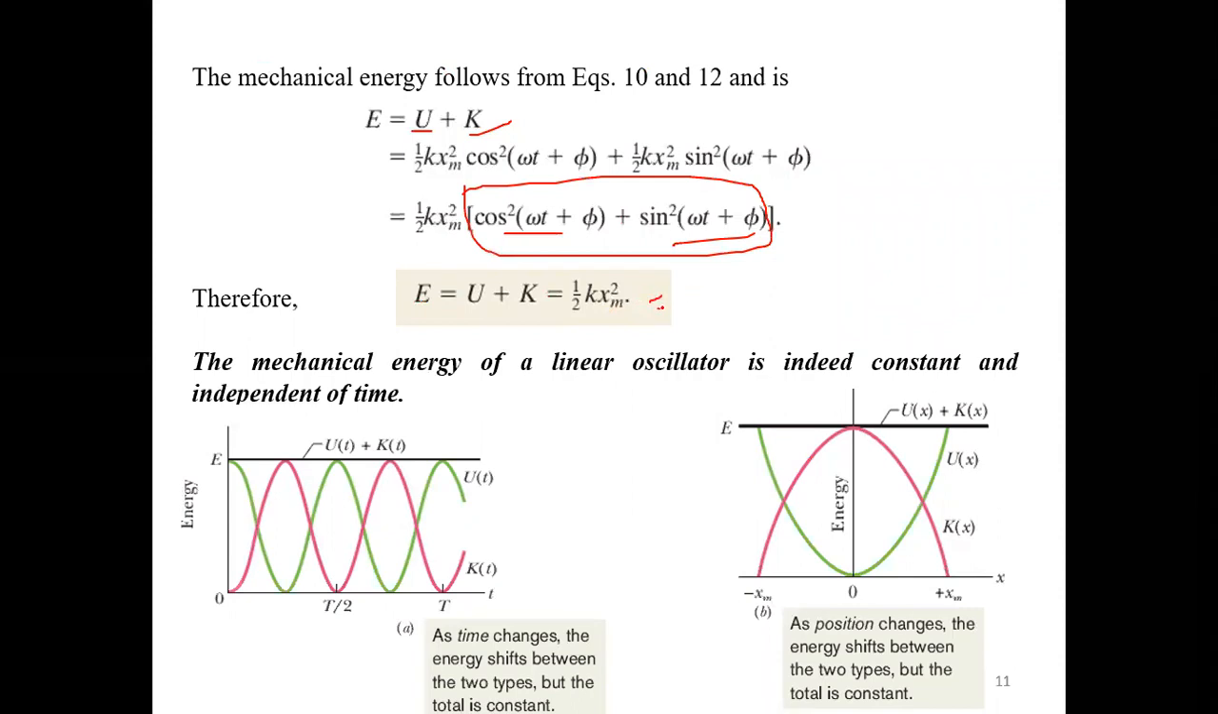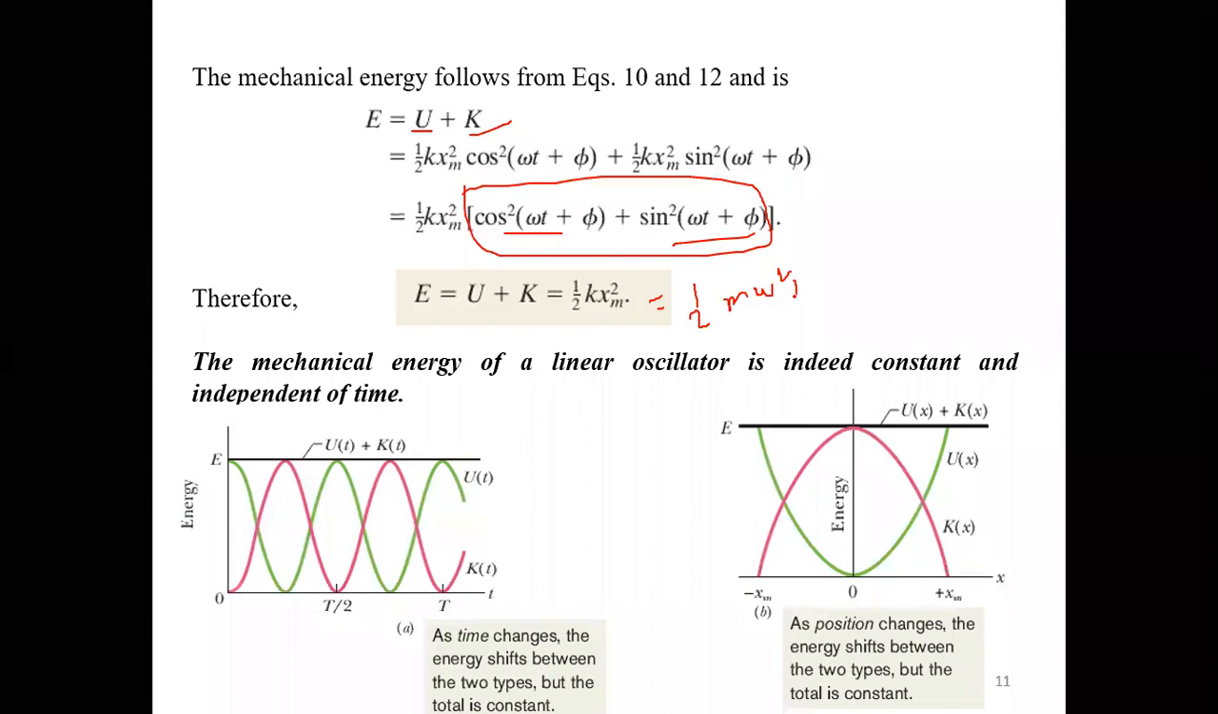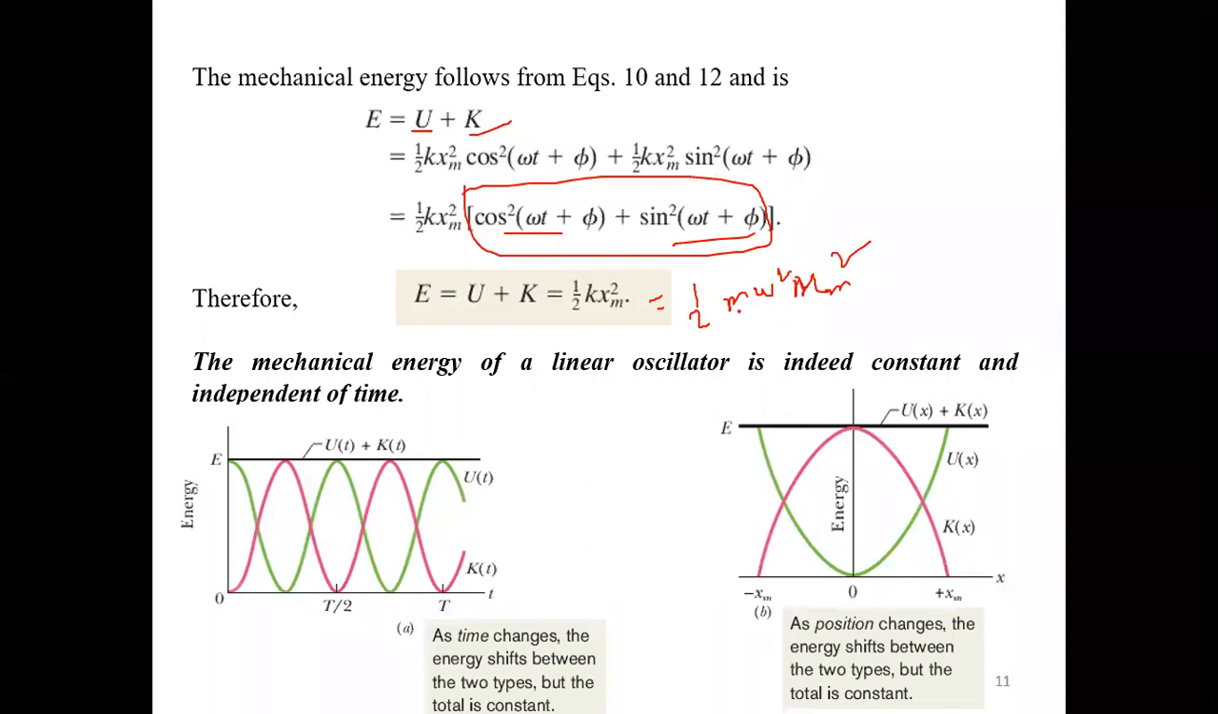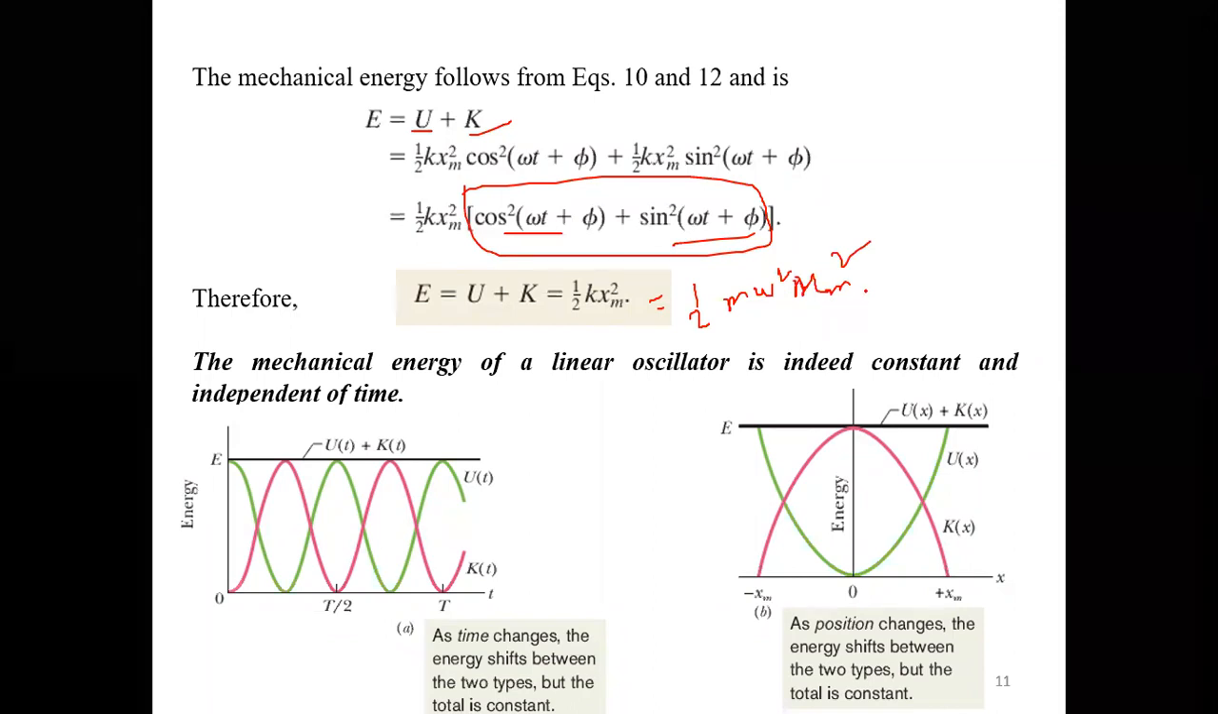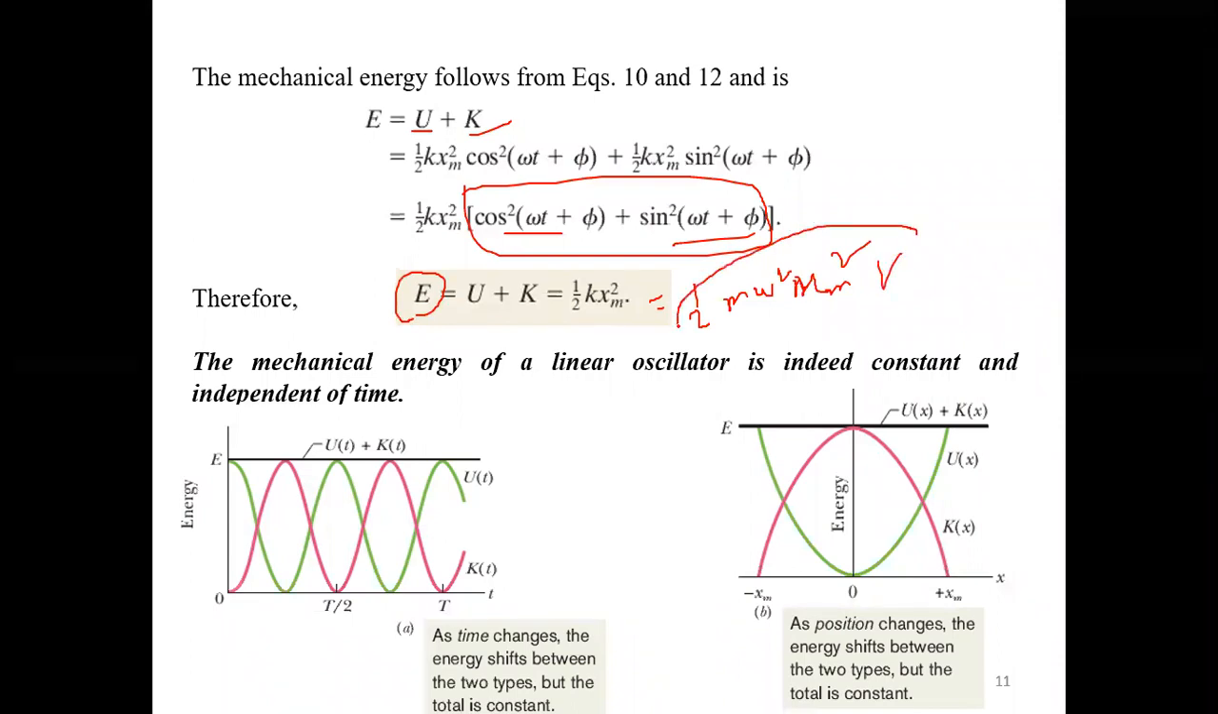Or you can write half of k is actually m omega square xm square as well, okay? You can write that. So that means, look here, m is constant, omega is constant, and xm is the maximum, that is also constant. That means total energy E remains constant. It is not a function of x, or a function of t.